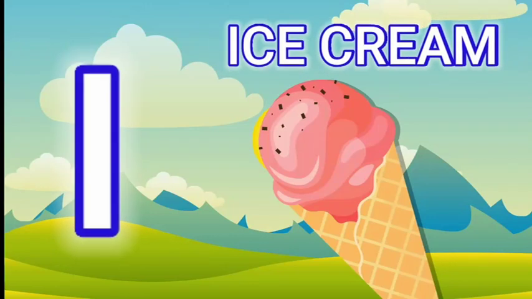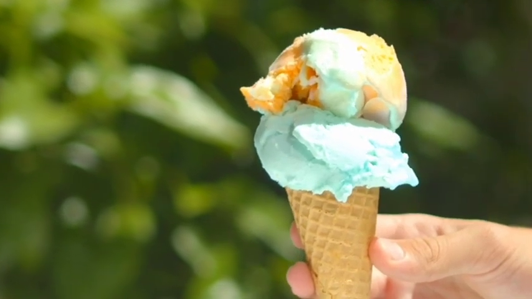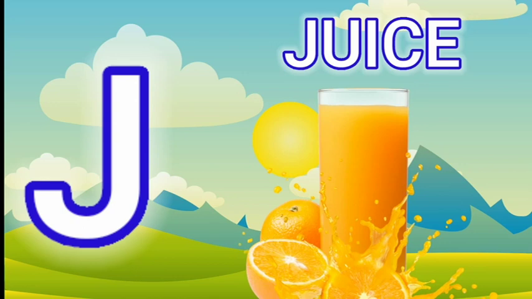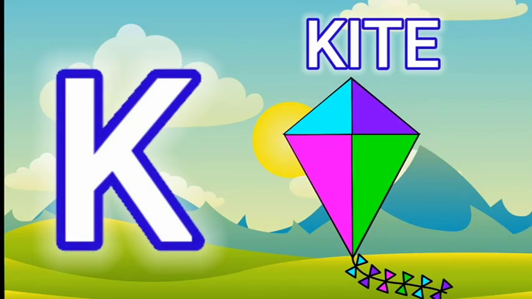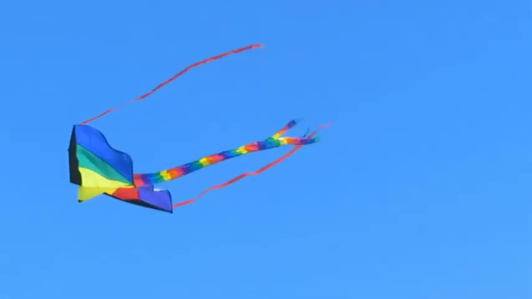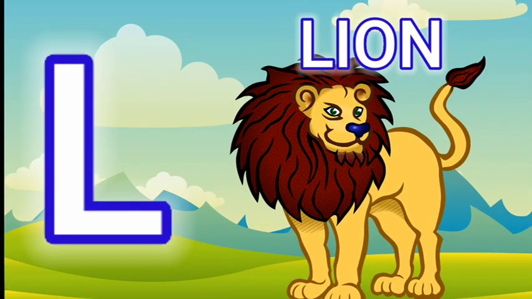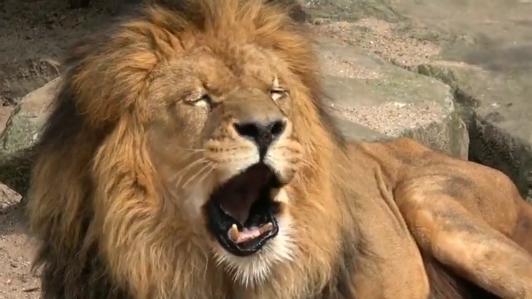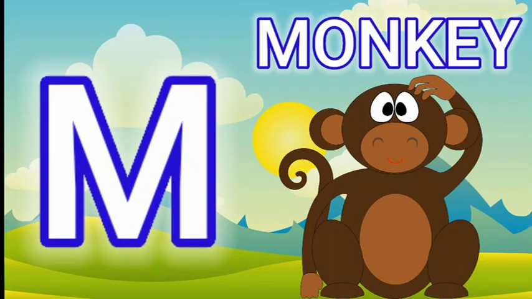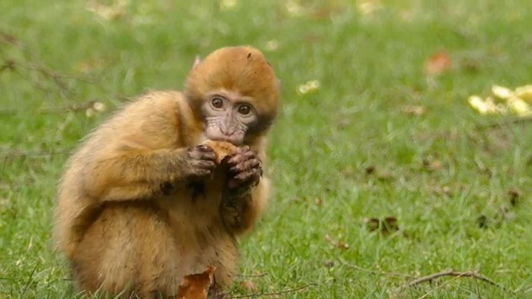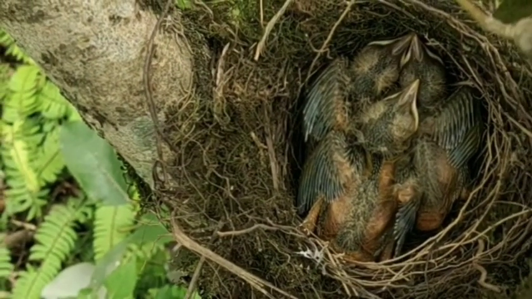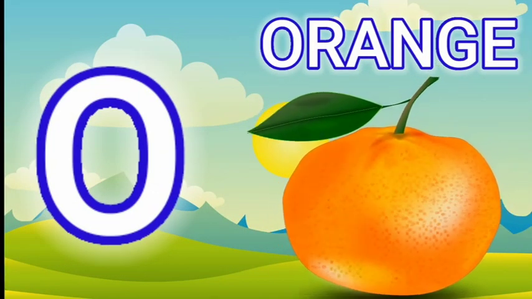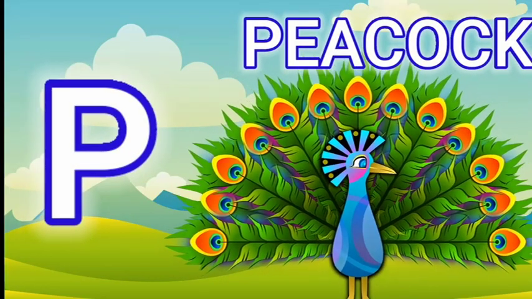I for ice cream. J, J for juice. K, K for kite. L, L for lion. M, M for monkey. N for nest. O for orange. P for peacock.